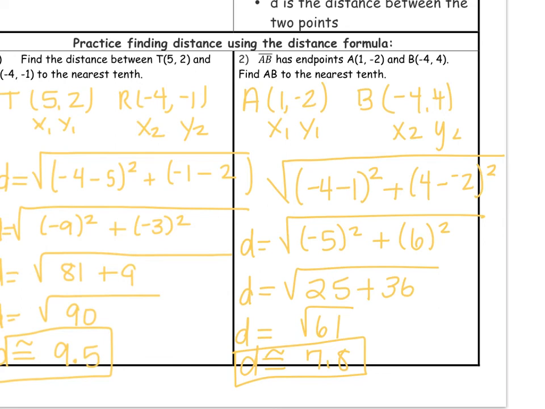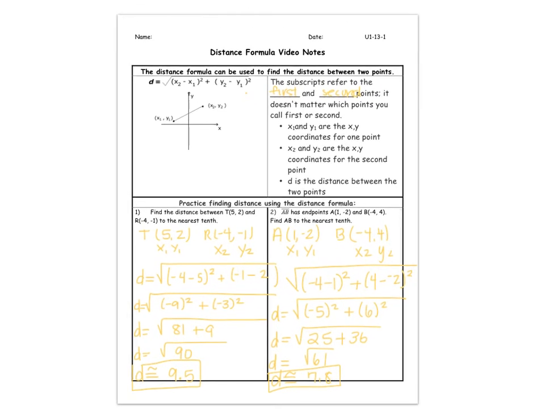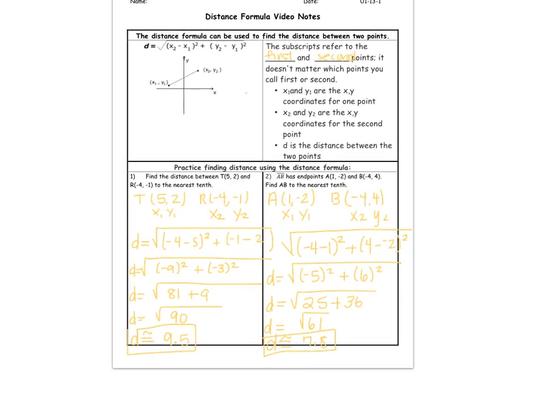And we're going to work on this a lot more in class tomorrow. And so let's go back to the notes here. The important thing is that you memorize the distance formula, which is right here. Distance is the square root of the difference of the x values squared plus the difference of the y values squared. So it's x2 minus x1 squared plus y2 minus y1 squared.